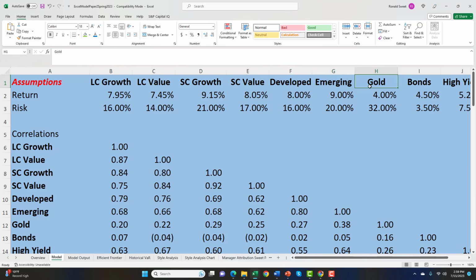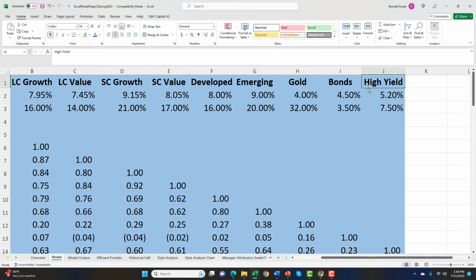The only commodity I have is gold. So this model does not have the other commodities. I'd like to add commodities to this model, but other commodities like energy and agriculture and metals, it's very difficult to get good historical data, especially given that different benchmarks have different allocations between the three segments. So here I'm just using gold. We have bonds. These are investment grade bonds, and then I have high yield bonds. High yield bonds are those below investment grade bonds.